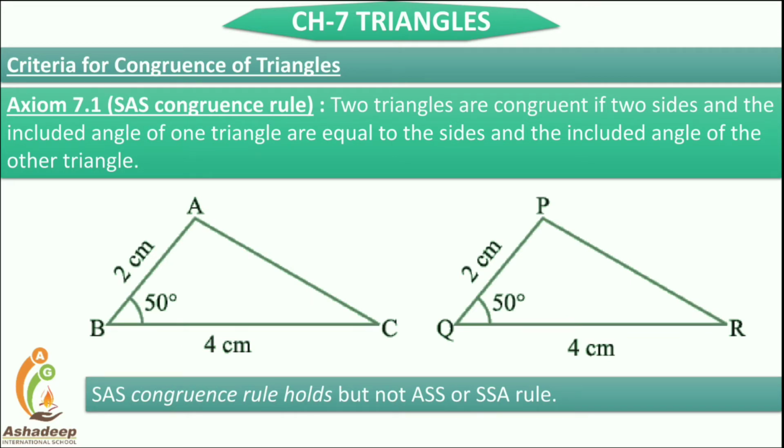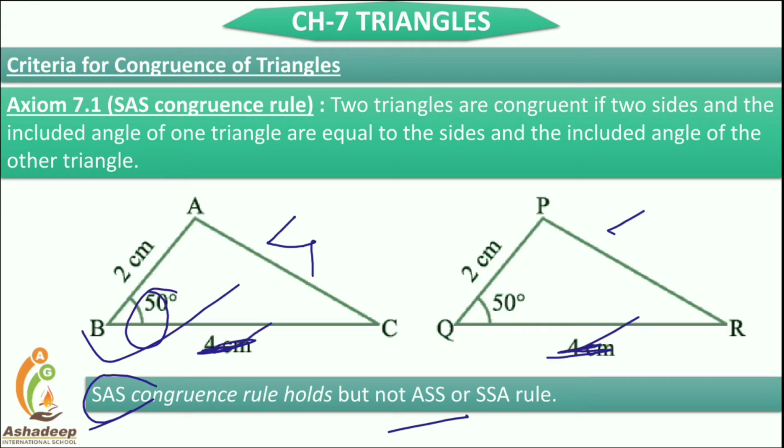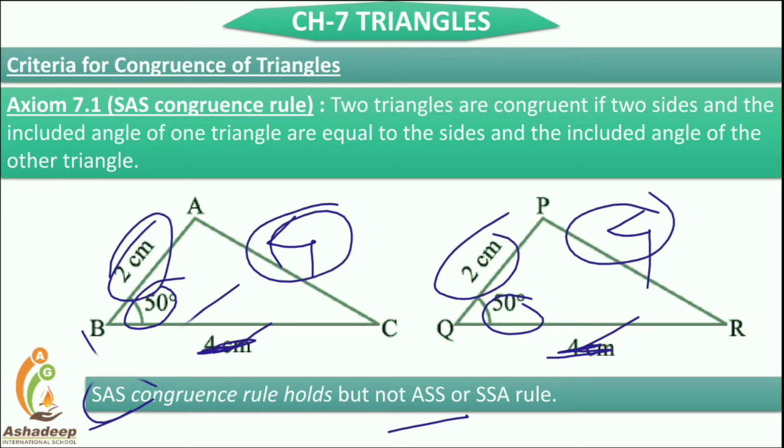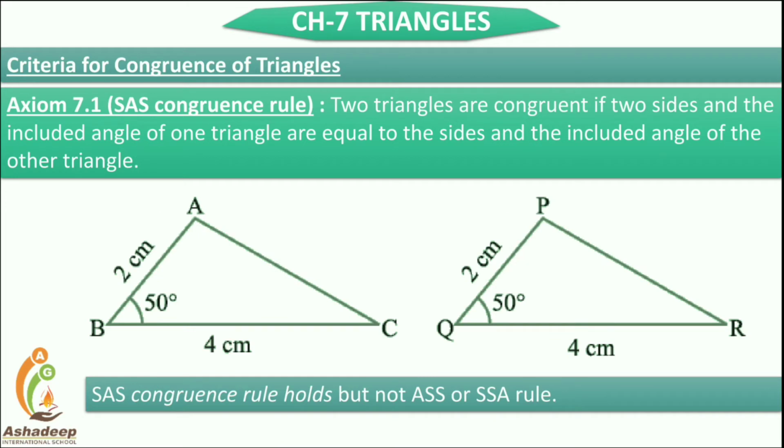The SAS congruence rule holds, but ASS and SSA do not. Now what does that mean? Look, SAS is correct, but ASS means that the angle and this 4 centimeter are not here but here, and this too is not here but here. If it is like this, that is, this 50 is here, then this 2 is here and this 4 is here, then side, side and angle does not hold; that is wrong. Similarly SSA is also wrong, right? SS and then an angle somewhere else, that is not possible. The only possible way to write it is as side, angle and side only.